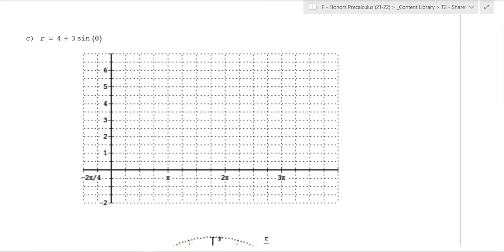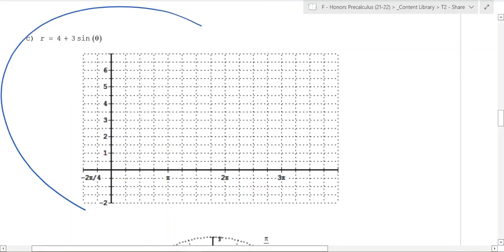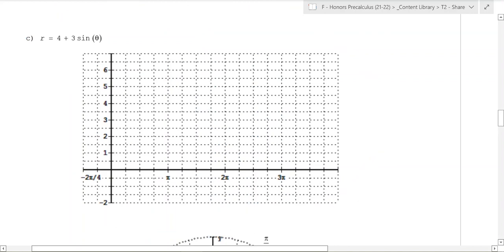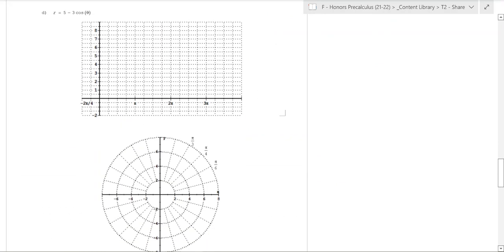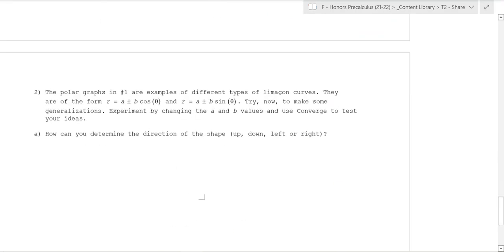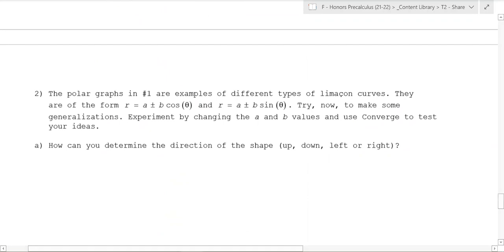What you'll have in the rest of the sheet is the Cartesian cousin graph, and then you can use the data you get to make the graph on the polar graph. You have a few more examples here, but what you really should be investigating is what this family of equations breaks down to. These are different kinds of Limacon curves because they're of this family: r equals a plus or minus b cosine theta, and r equals a plus or minus b sine theta.